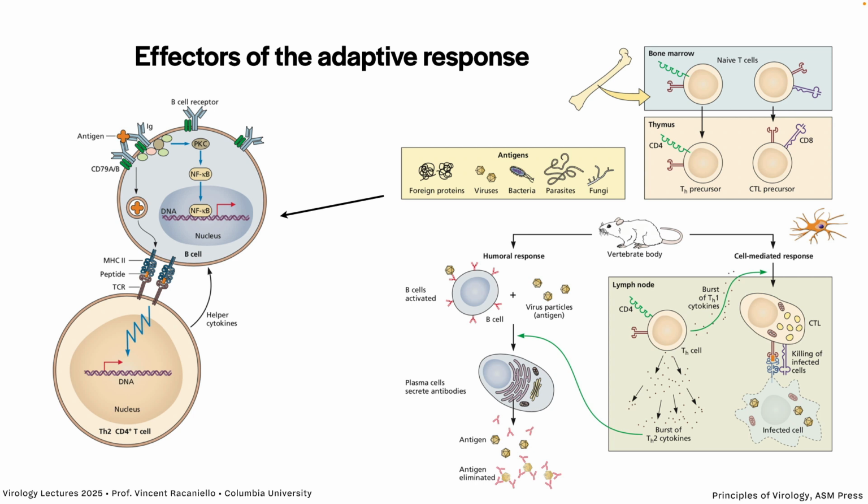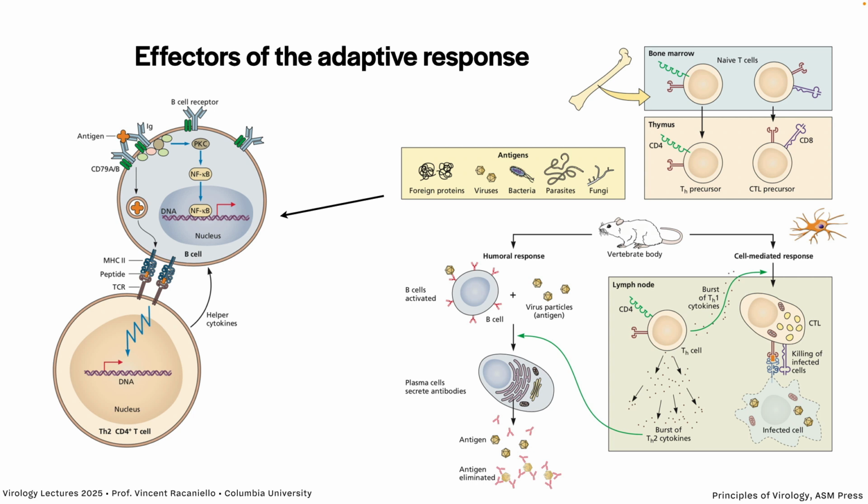And just to emphasize, the naive T cells are produced in the bone marrow, and then they go to the thymus, where they further mature into CD4 and CD8 T cells. These are distinguished by these two cell surface molecules called CD4 and CD8. And you may remember that CD4 is the receptor for HIV, right? And then they go to the lymph nodes. And so when the T helper cell receives a peptide from the dendritic cell, it becomes activated.